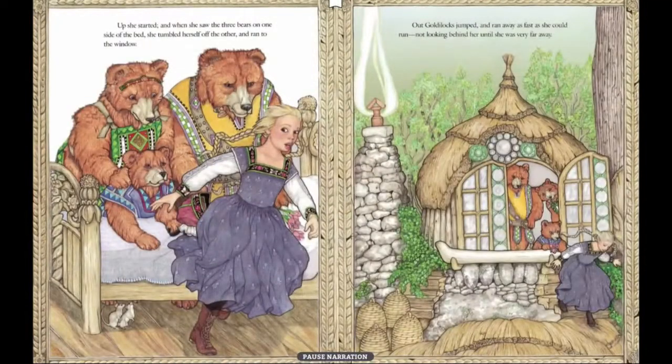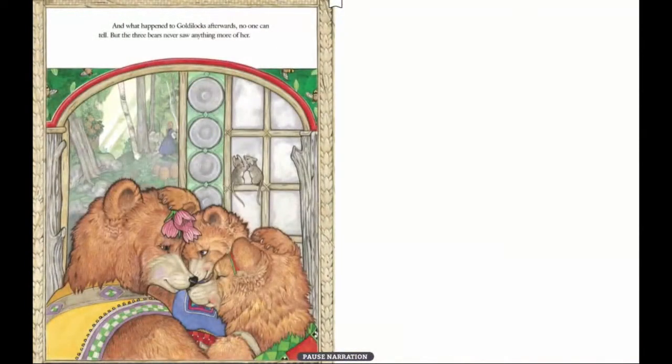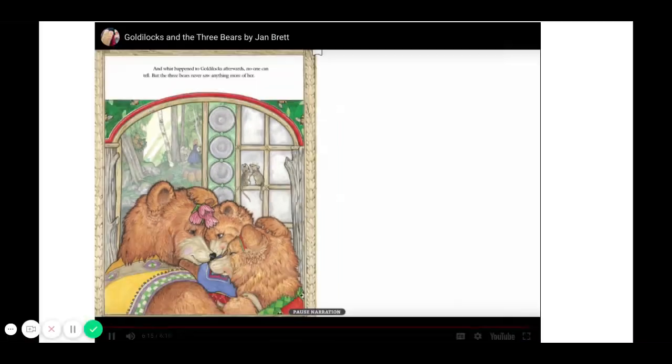Up she started, and when she saw the three bears on one side of the bed, she tumbled herself off the other and ran to the window. Out Goldilocks jumped and ran away as fast as she could run, not looking behind her until she was very far away. And what happened to Goldilocks afterwards, no one can tell. But the three bears never saw anything more of her.